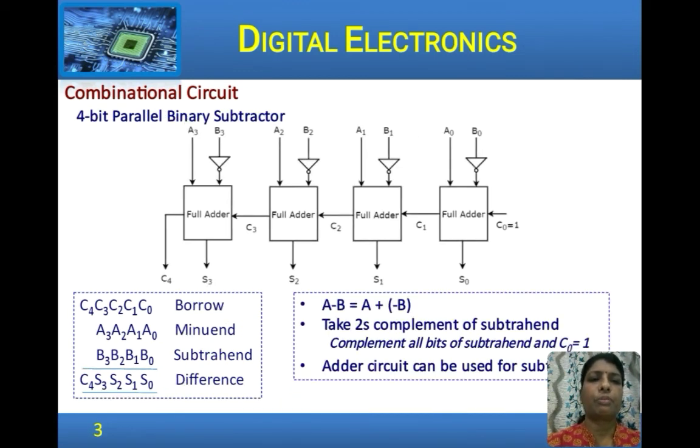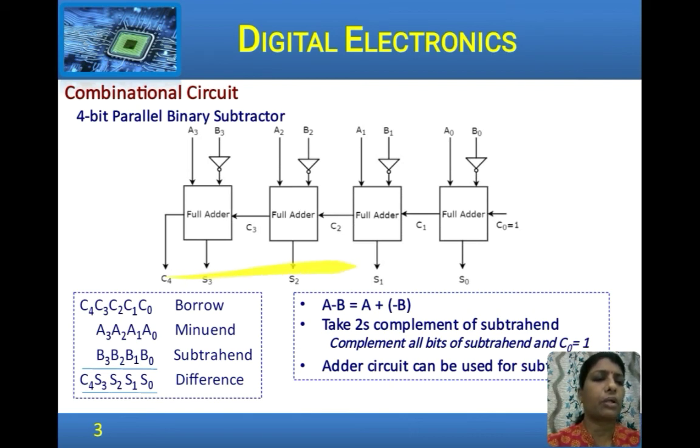Next, going on to the 4-bit parallel binary subtractor. We have already seen in the video on binary arithmetic for addition and subtraction that subtraction A minus B can be represented as A plus minus B, and for minus B the 2's complement can be taken. So taking the 2's complement of the subtrahend, the addition operation can be performed. To take the 2's complement of the subtrahend, we take the 1's complement and add a 1 to the LSB. So here all the bits of the subtrahend are complemented and the carry input is given as 1. That gives us the 2's complement, and the same adder circuit can be used for subtraction as well.